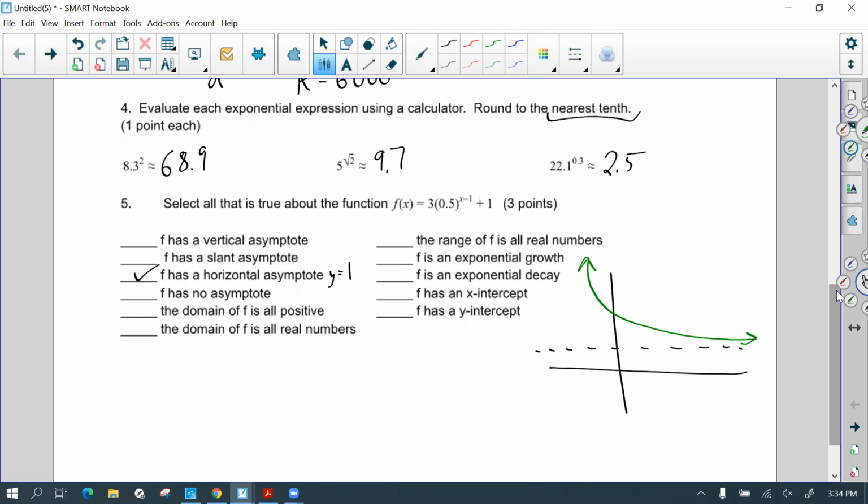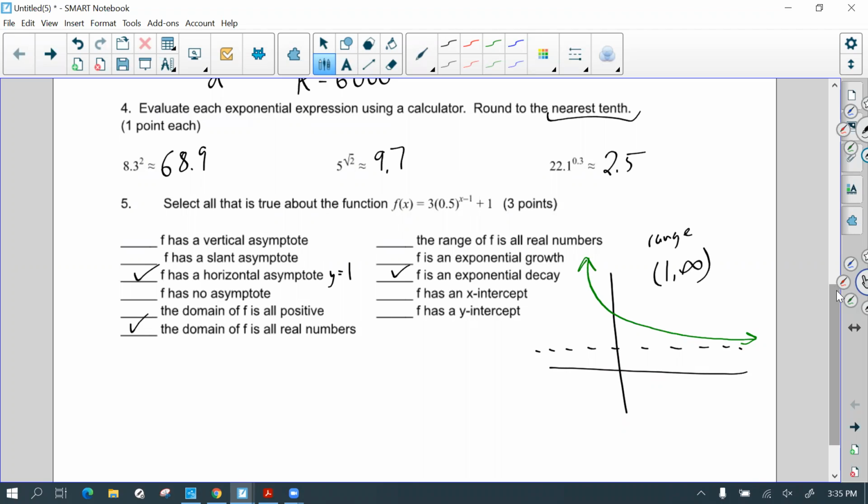All right, let's continue. The domain for every single exponential function is all real numbers, because the domain is in the exponent, and exponents can be anything. The range is not all real numbers. The range actually is, in this case, anything greater than 1. It is an exponential decay because, again, the base is less than 1.